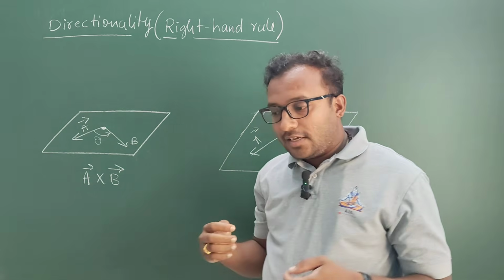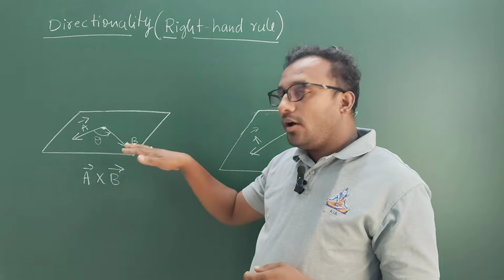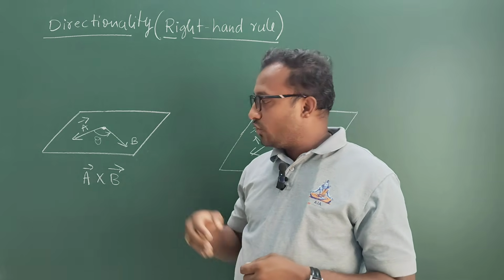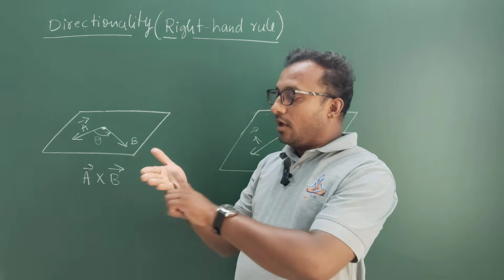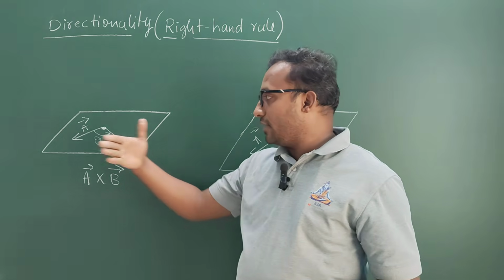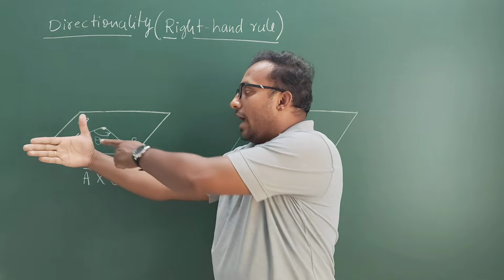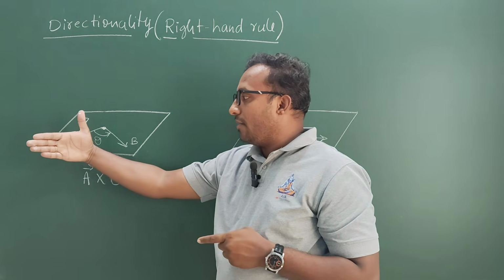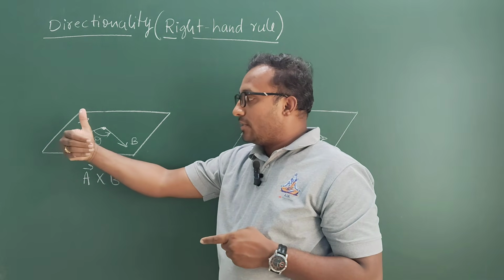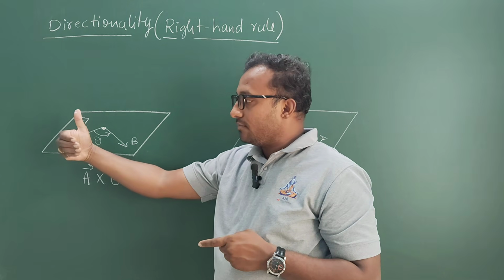So, as I said already, this is a horizontal plane. The direction of A is shown by the four fingers of my right hand, something like this, and B is somewhat like this, and I am curling A towards B, something like this.